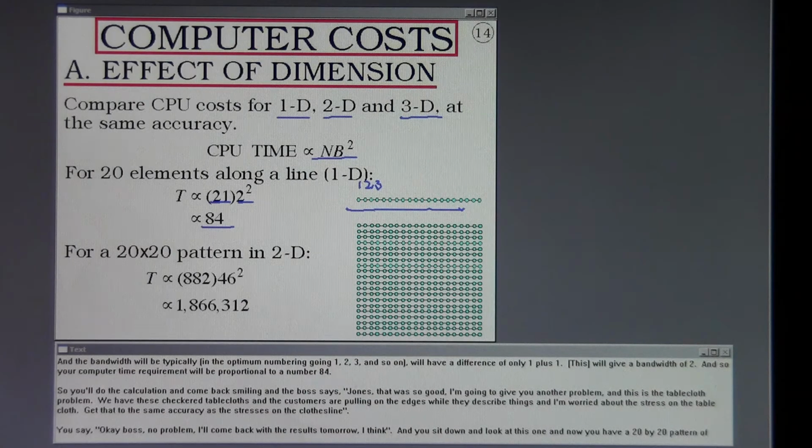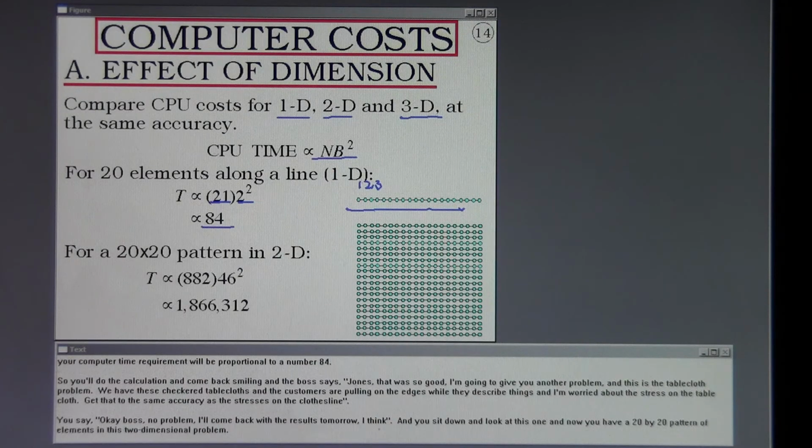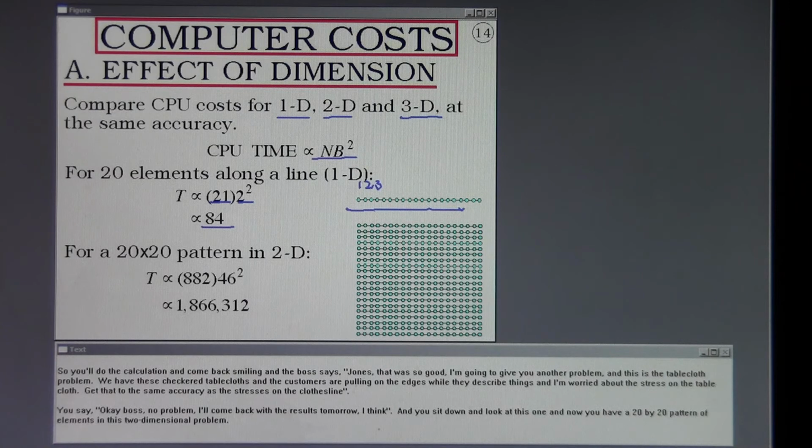We have these checkered tablecloths, and the customers are pulling on the edges while they describe things, and I'm worried about the stress in the tablecloth. Get that to the same accuracy as the stresses in the clothesline. You say, "Okay, boss, no problem, I'll come back with the results tomorrow, I think."